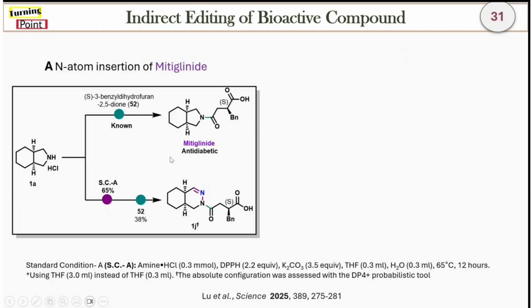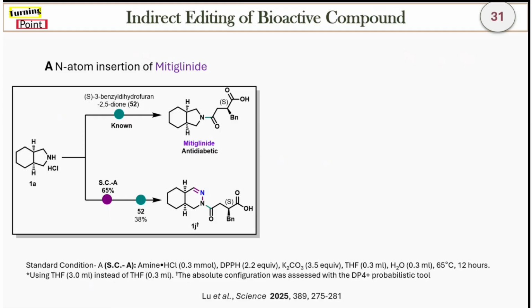But in this case, they first applied their standard condition and got their nitrogen atom inserted product. In this product, they still have this NH, which is nucleophilic in nature. So after that they substituted this NH with a side group, and they got this nitrogen atom inserted isomer-type of metichlinide product.